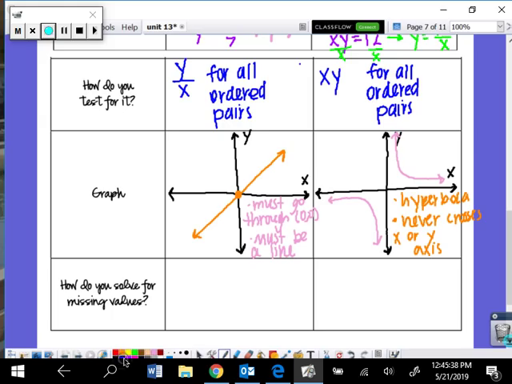And then lastly, how to solve for missing values. So whenever we learned this the first time, I think we made it a little bit more complicated than it needs to be. So basically, all we have to do when we have direct variation is set up a proportion. So we'll have y divided by x equals y divided by x. We'd cross multiply and solve.